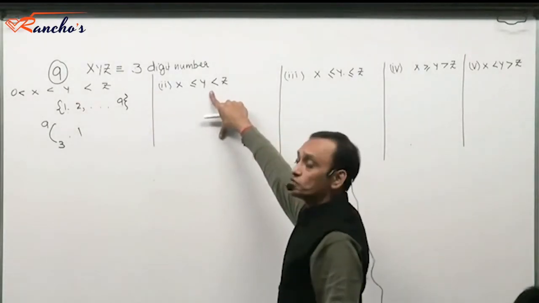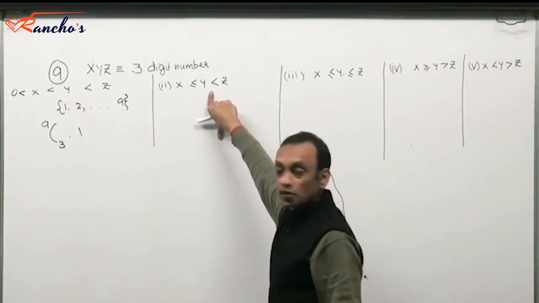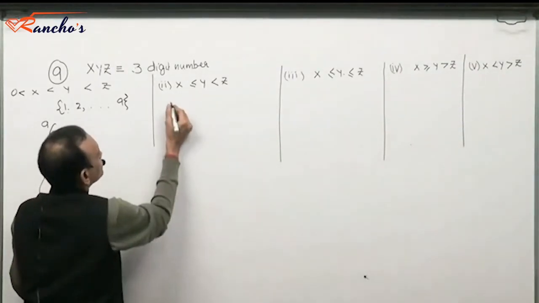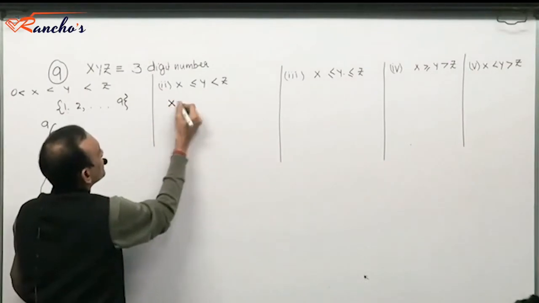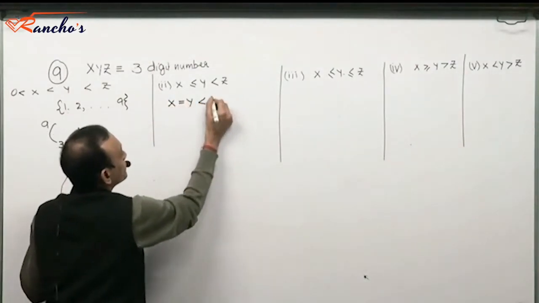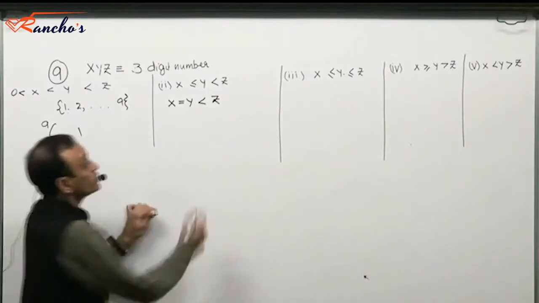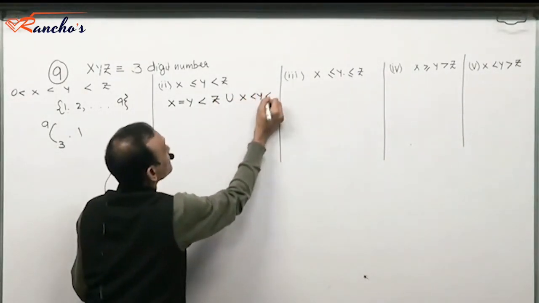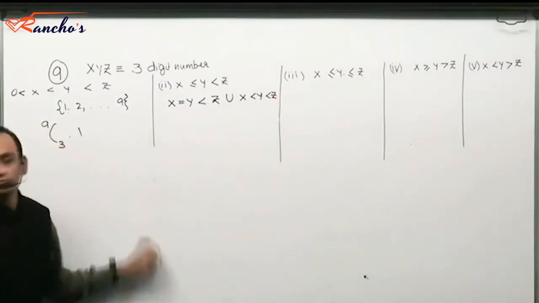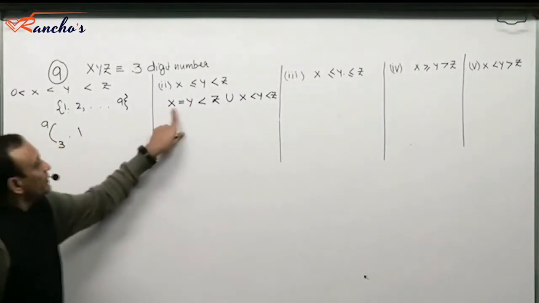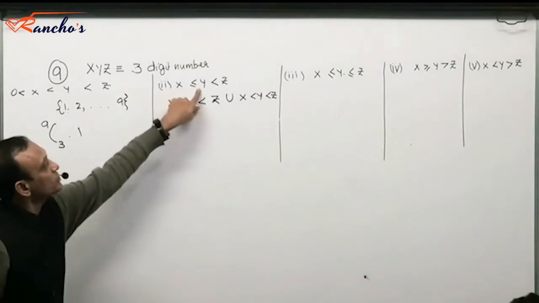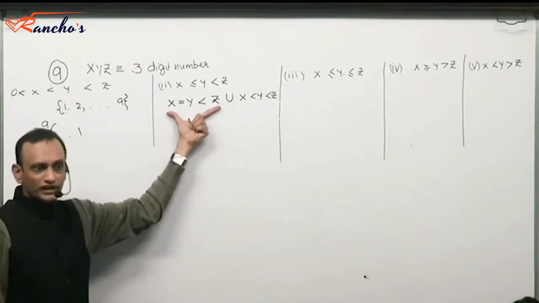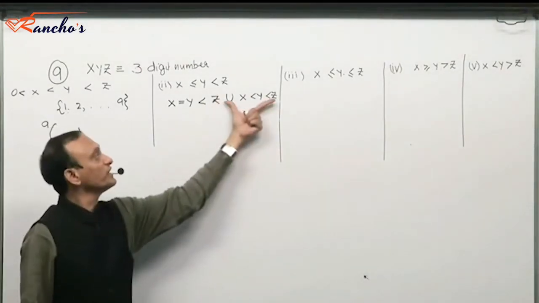Look at this case. X less than or equal to y less than z. So this is like union of 2 cases: x equal to y less than z, union x less than y less than z. We'll have to sum up these two. I have to find the number of 3-digit numbers with x equal to y less than z and the number of 3-digit numbers with x less than y less than z.